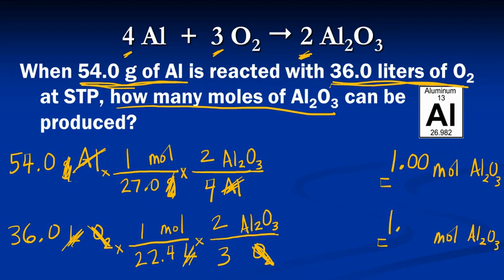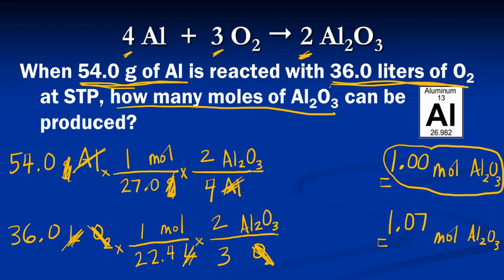Now we have two possible answers, and we can't really have two answers to this problem. We can only have one answer. So in a limiting reagent problem, we always go with the smaller number. So we take the smaller number and select that. And so the answer is 1 mole of aluminum oxide.